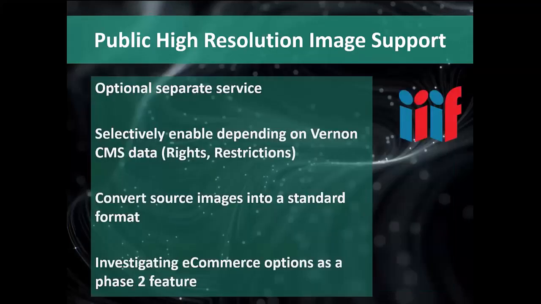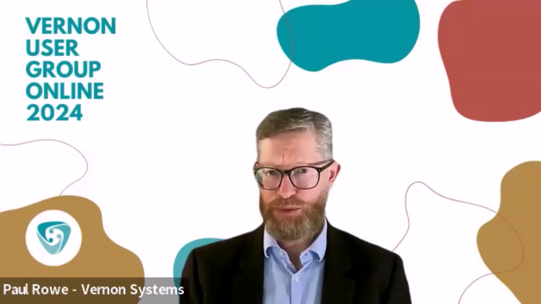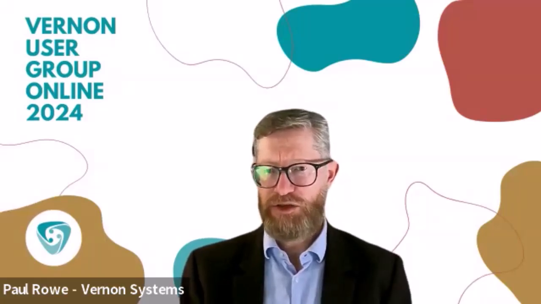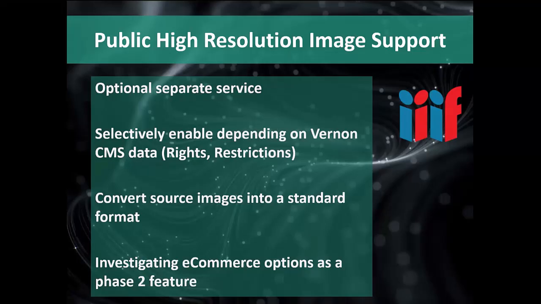The other project we're working on with Vernon Browser is the support of high-resolution images, and we're building that as an optional separate service. That's a service where we can host very large resolution image files. There is a storage cost there for us, which we pass on, and that's why we're making that an optional separate service. And we're building it using the IIIF framework. That's the International Image Interoperability Framework, a standard for how high-resolution images are stored, processed, and viewed.